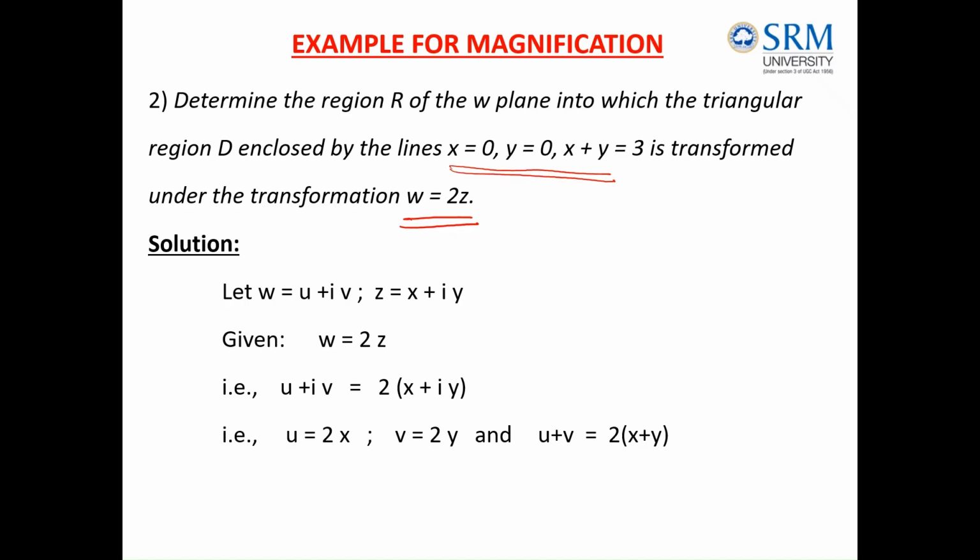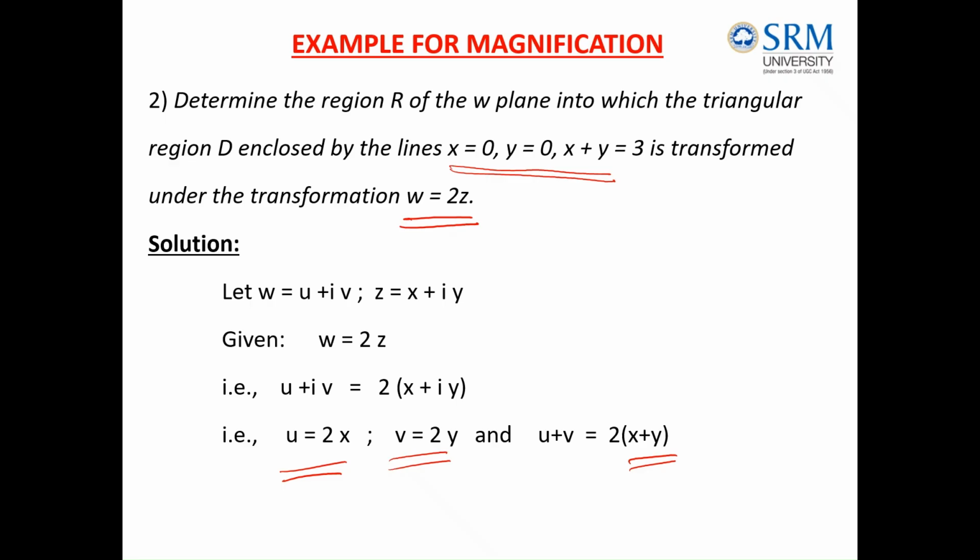So w you need to write as u plus iv, z write as x plus iy. Then separate real and imaginary part and identify what is u. u is 2x and v is 2y. Then we need u plus v also. So find u plus v, that will give you the relation with x plus y.